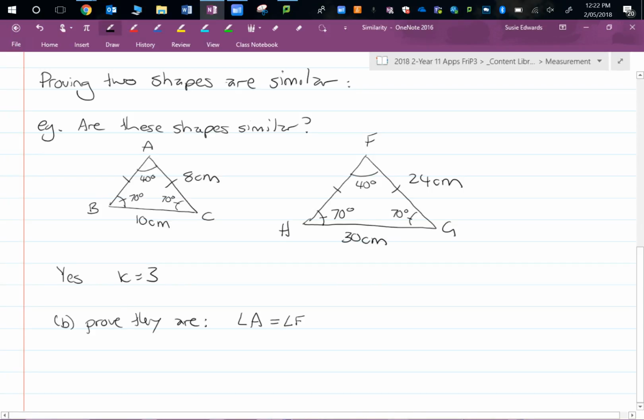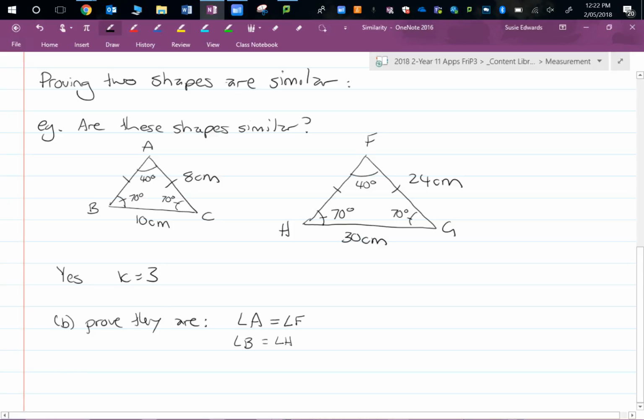You have to use an angle sign, okay, which is what that little L looks like. So I've done that. I've said angle A is equal to angle F. What else do I need to do? Good. Angle B is equal to angle H.